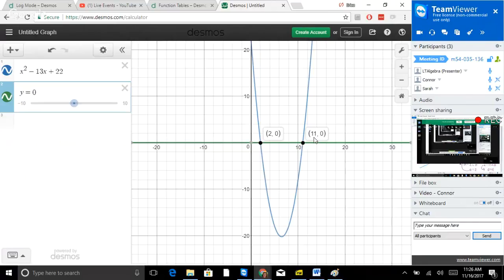Any questions about that? Do you need to see more factoring? Looks good.